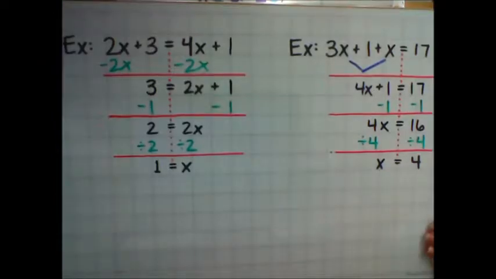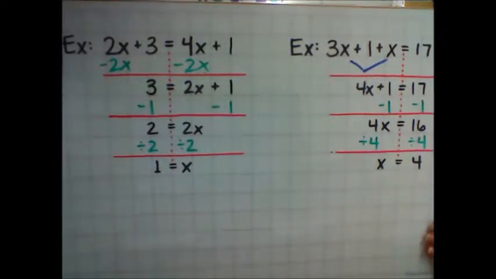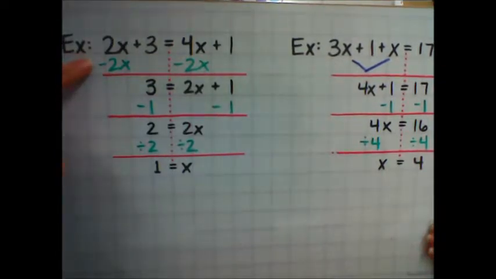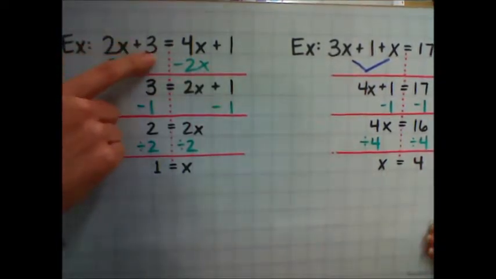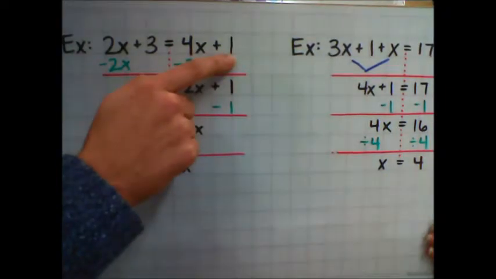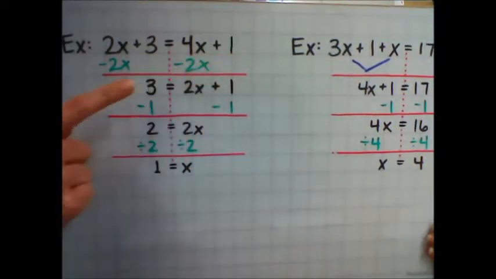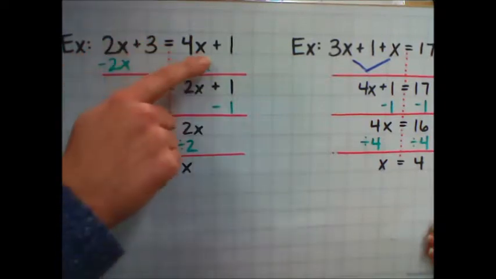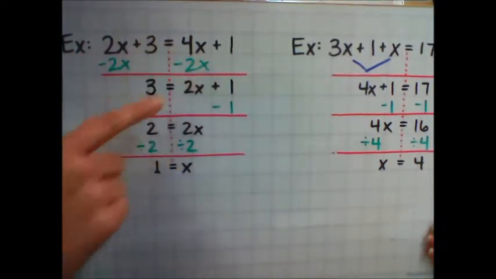In our next set of examples, we're going to have to do steps 1 or 2. Simplify or get the x's on one side. In this example, we have 2x plus 3 equals 4x plus 1. Step 1, simplify. Both sides are simplified. Step 2, get the x's on one side. I have x's on both sides.